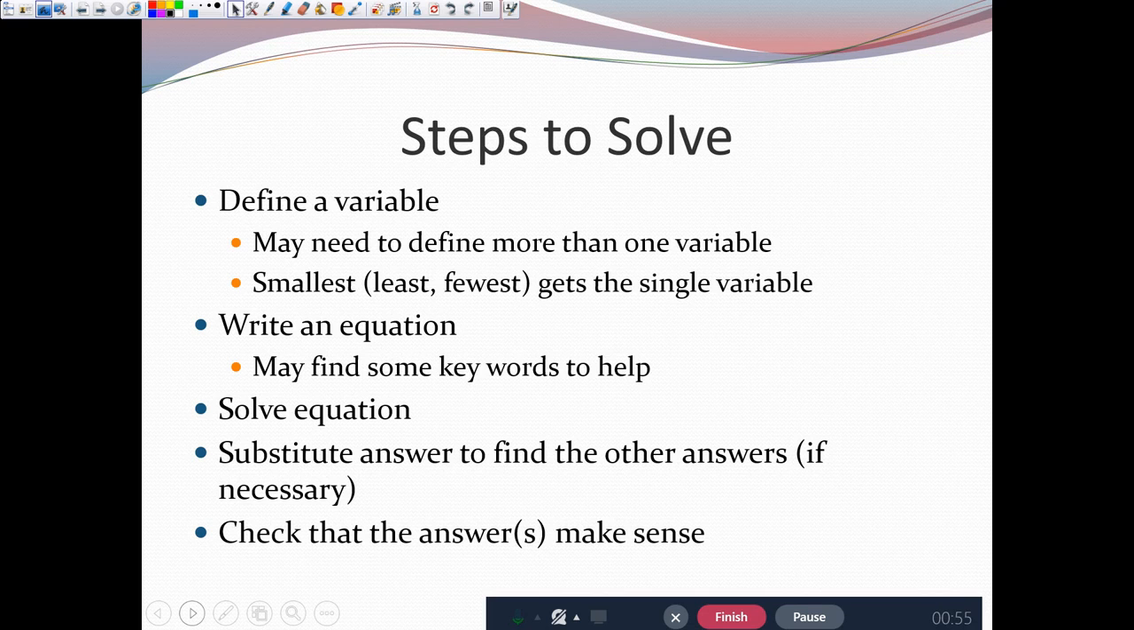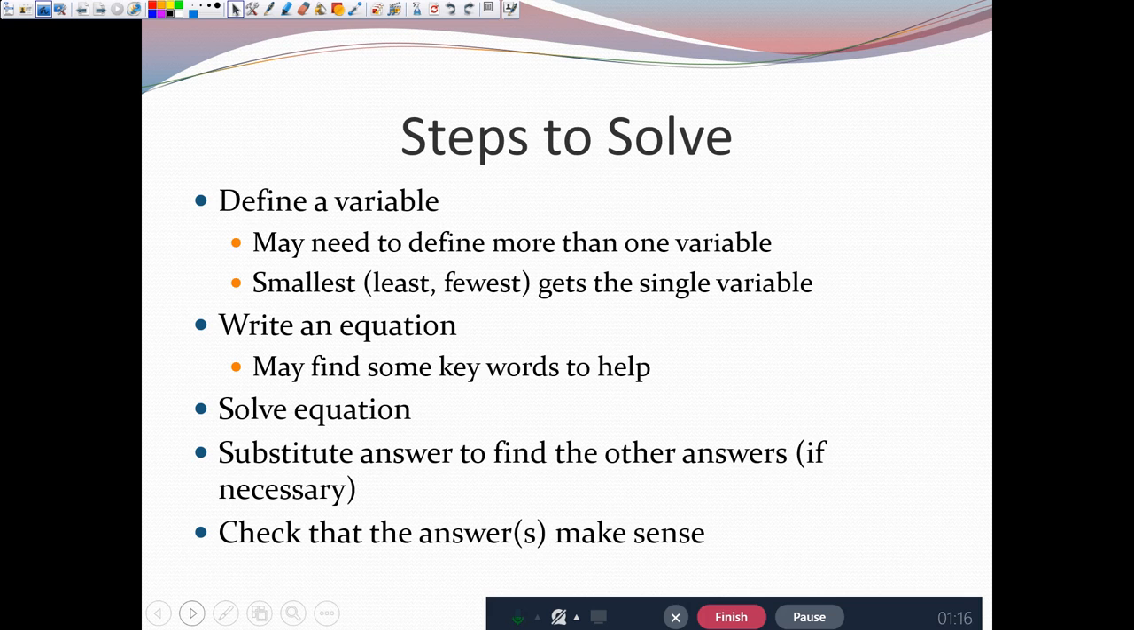Then we write an equation. We might need to identify keywords to help us write the equation, like sum, or quotient, or difference, or things like that. Then we're going to solve the equation. If there is more than one thing that we're looking for, then we're going to have to substitute that answer to find other answers. Then we need to check to make sure it makes sense.